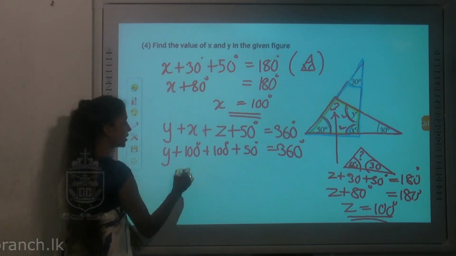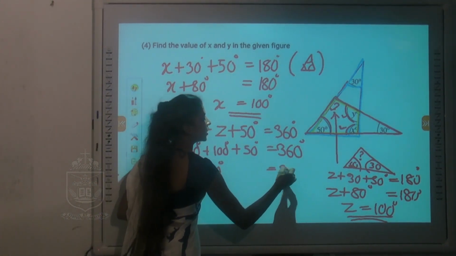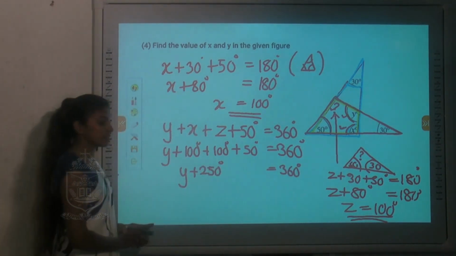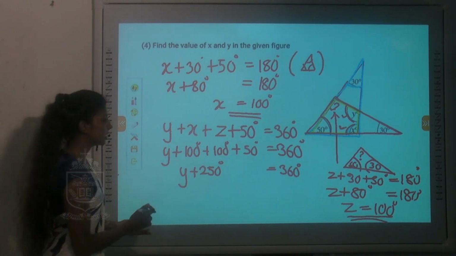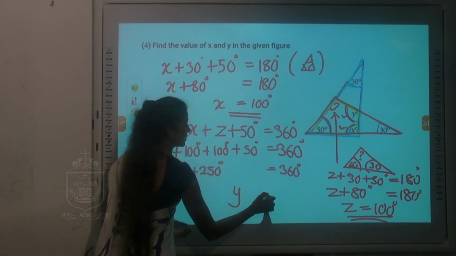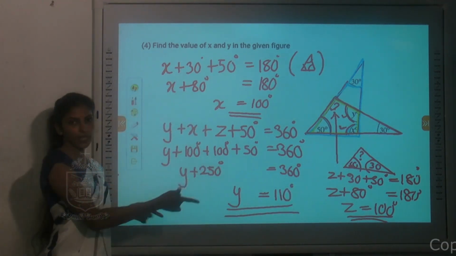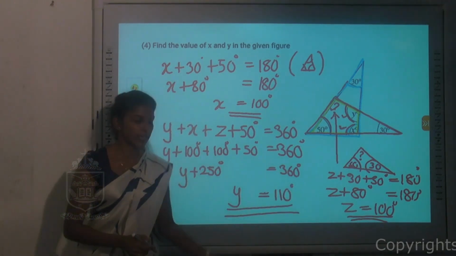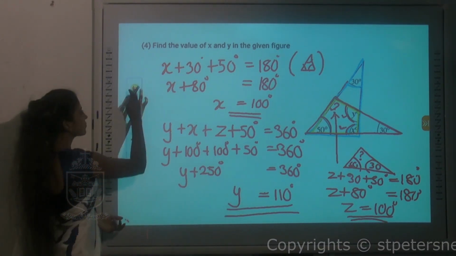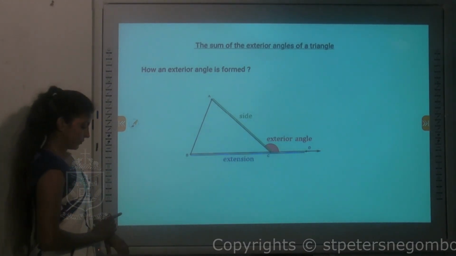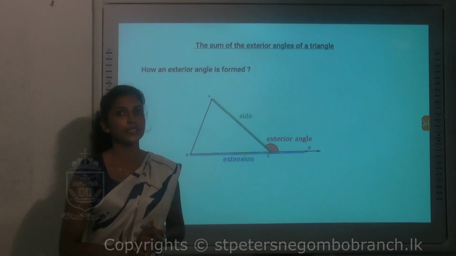Once we add all three, you will have 250 degrees equal to 360. Then you can subtract 250 and you can obtain an answer. What will be the answer? Y equals 110 degrees. That means you have to subtract 250 from both sides. So you will get the answer Y equals 110. Okay children, so that's the end of finding the interior angles.